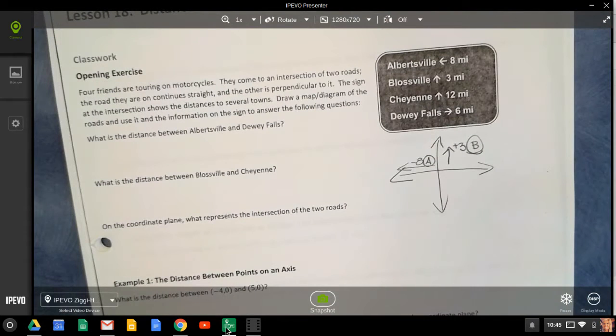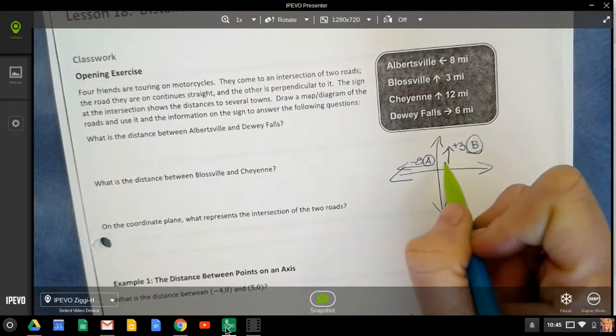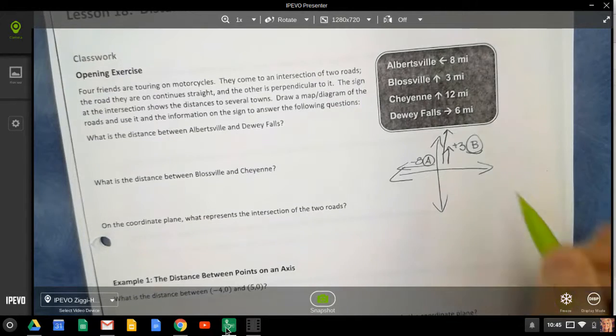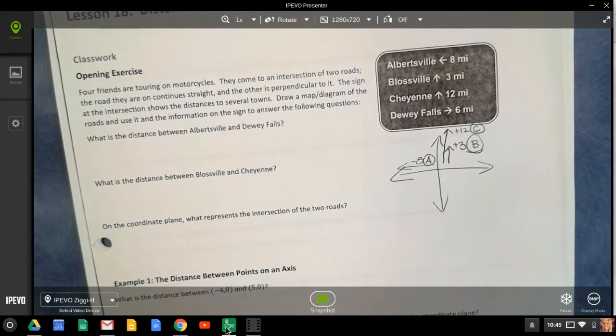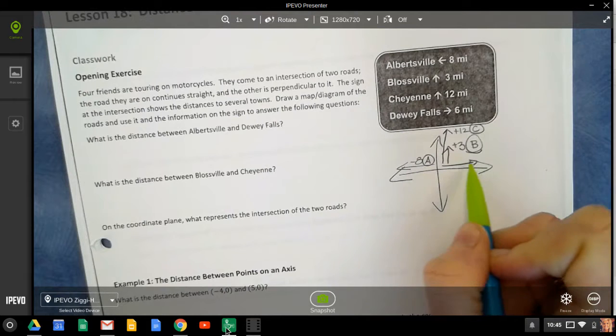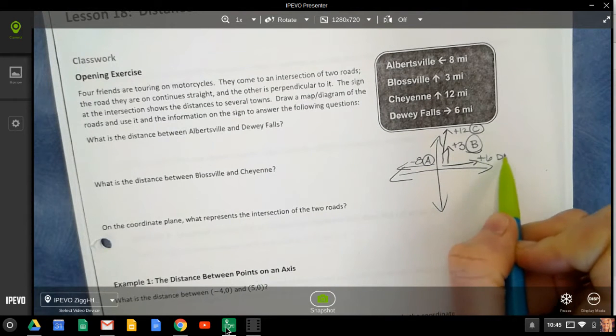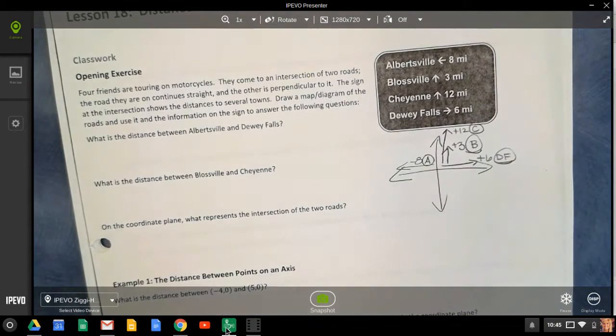Cheyenne is 12 miles above. So again, I'm going to put another arrow pointing up here, put plus 12 for Cheyenne. And then Dewey Falls is 6 to the right. So I'm putting plus 6 here, and Dewey Falls. Okay, so that's our little diagram.